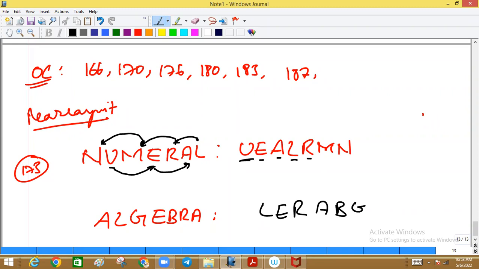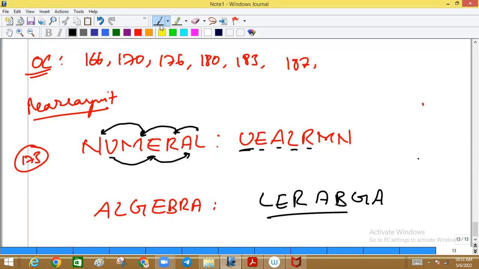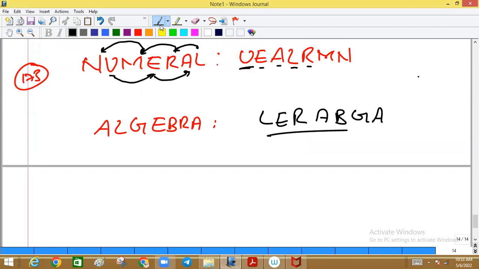AB, GA. Till here AB. Very easy. Let's see some rearrangement questions in analogy. It's actually coding decoding only, but it's converted into analogy.